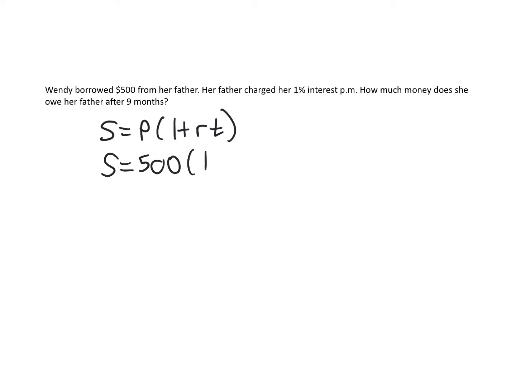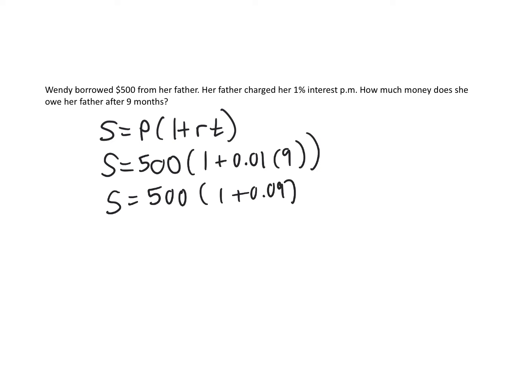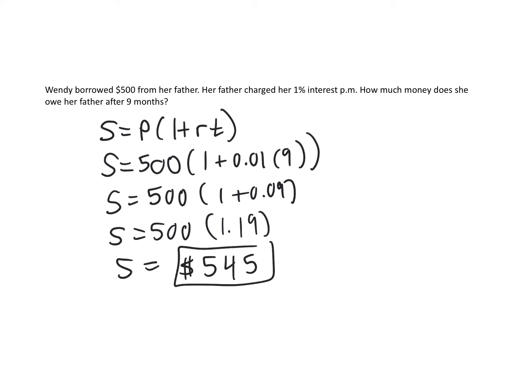The rate is 1% interest per month, so it's 0.01. Now our time is in months, so we don't have to change anything. So this is our equation. Now you can do this in one step or two or three. 1 plus 0.09, 1.19, which is $545 for our final answer.